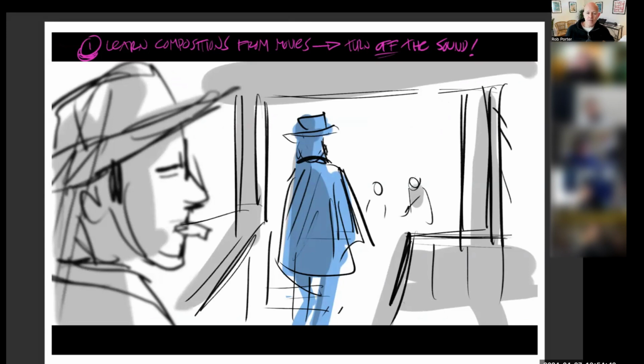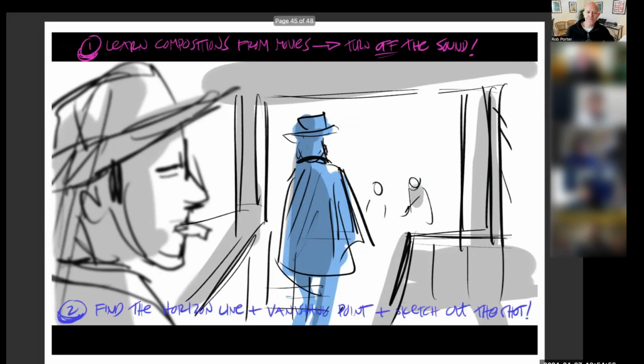I end up watching the movie and I try to compose and I leave the volume on, and what happens? My sketch pad is on the ground. I got a beer in the other hand and I'm just sitting back like, this is a really good movie. So don't do that. Turn the sound off. The sound will pull you into the story.